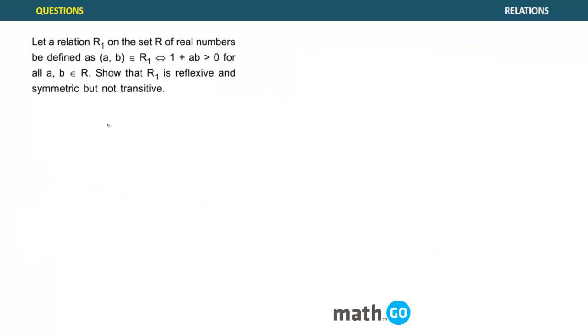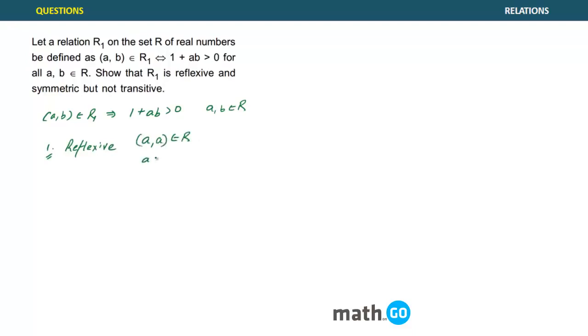Okay, let's take another problem where we want to prove whether the relation is an equivalence relation or not. I have rewritten it: show that R1 is reflexive, symmetric but not transitive. So what is R1? You say that a comma b belongs to R1, where R1 is defined as 1 plus ab is greater than 0, for both a and b lying in the set of real numbers. Okay, let's try the first property, that is reflexivity. For reflexive, you want a comma a to be in R, right?